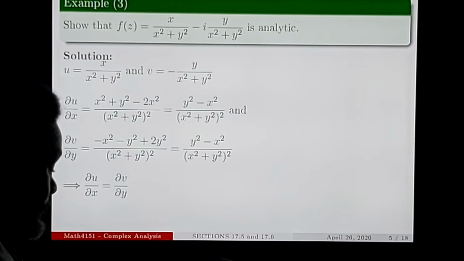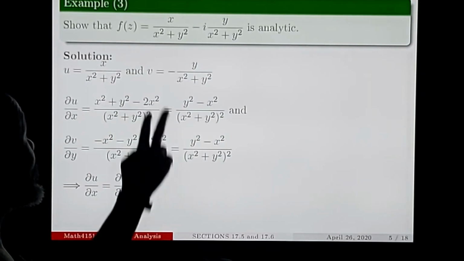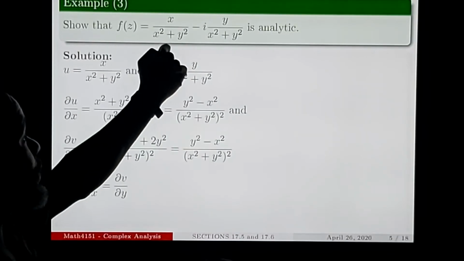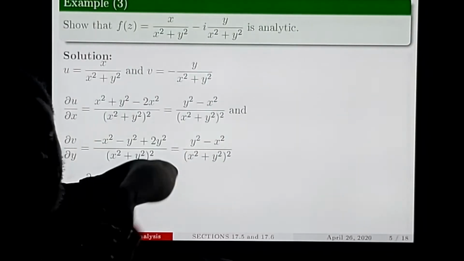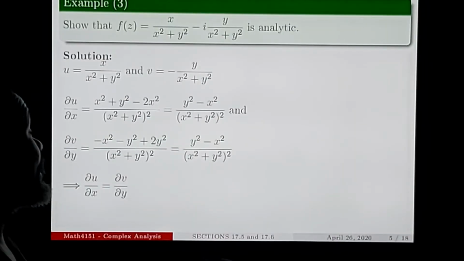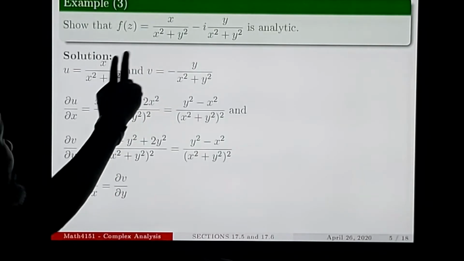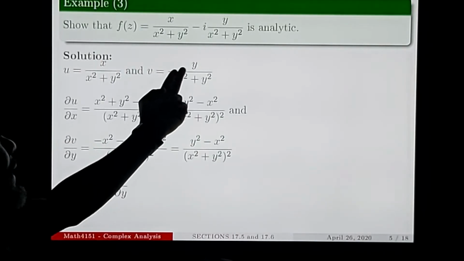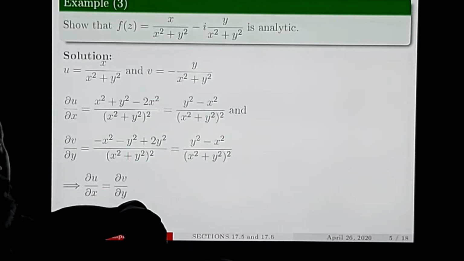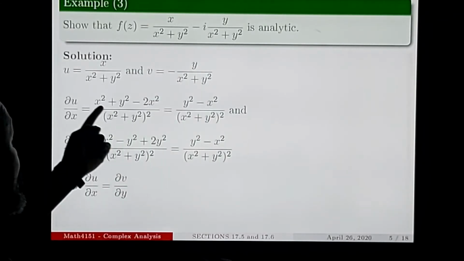Example 3. So what does it say? Show that f of z equals x over x squared plus y squared minus i y over x squared plus y squared is analytic. So what do we do, ladies and gentlemen? Well, where u is x over x squared plus y squared, and v is minus y over x squared plus y squared, we take the Cauchy-Riemann equations, partial derivatives.